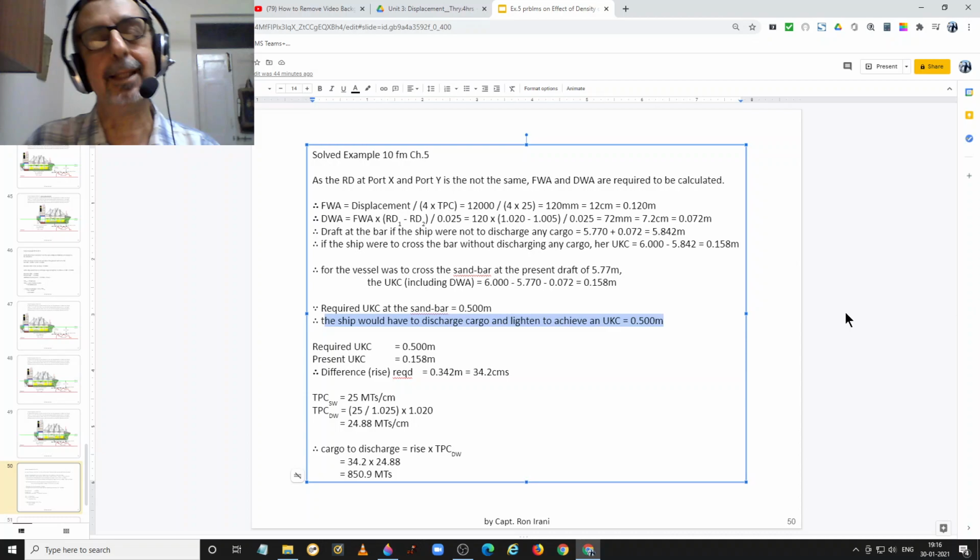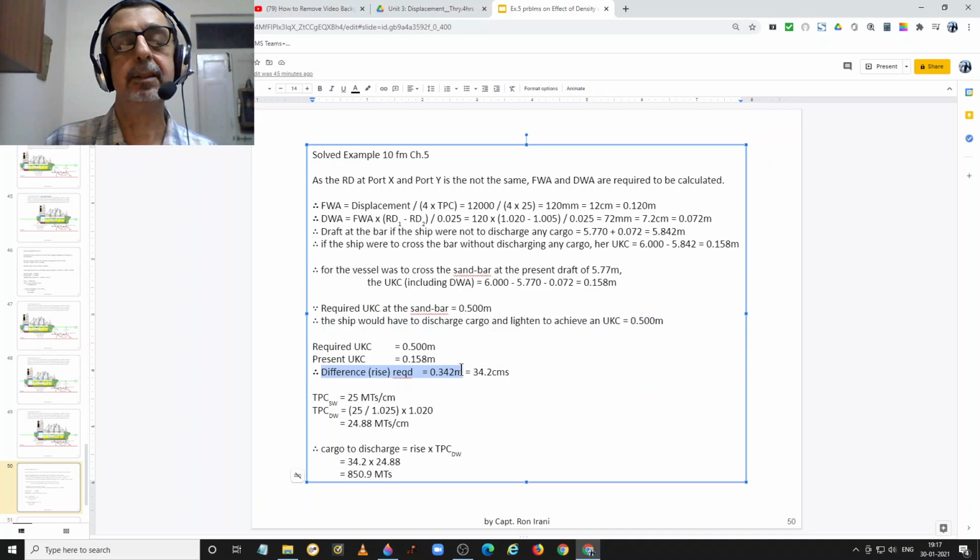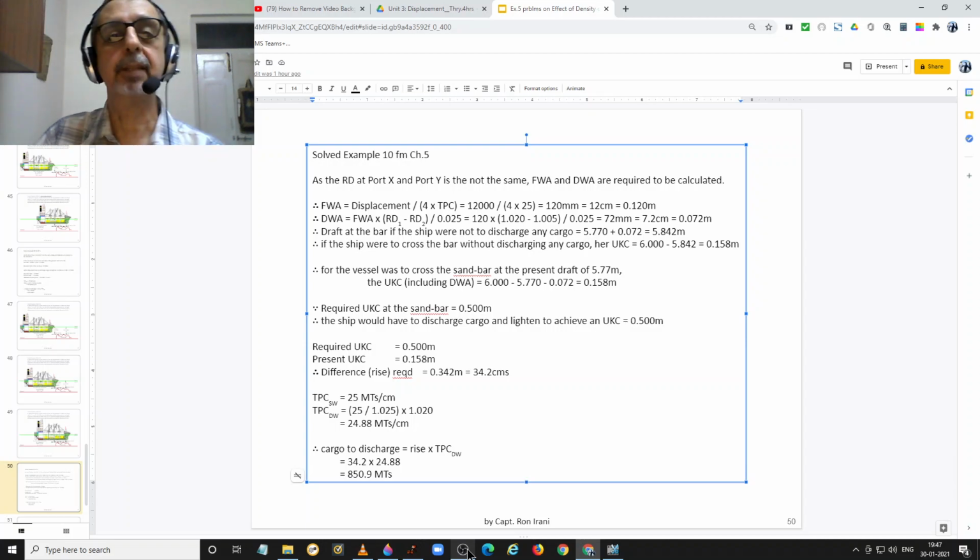Therefore, the difference is the rise that is required, and that is equal to 0.5 minus 0.158 equal to 0.342 meters or 34.2 centimeters. TPC in salt water is equal to 25 metric tons per centimeter as is given in the problem. This TPC in salt water has to be converted to TPC in dock water of 1.020. To do that, you have to divide the TPC in salt water by 1.025, which is the relative density of salt water, and multiply that with the relative density of dock water, which in this problem is 1.020, thereby giving us an answer of TPC in dock water equal to 24.88 metric tons per centimeter.